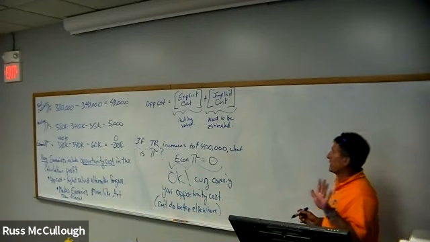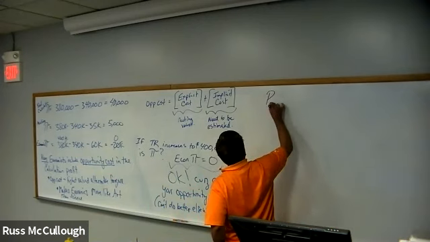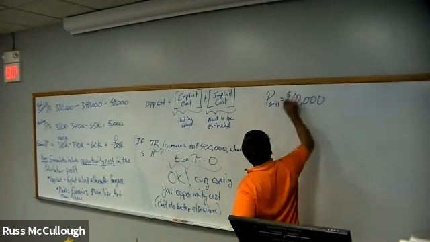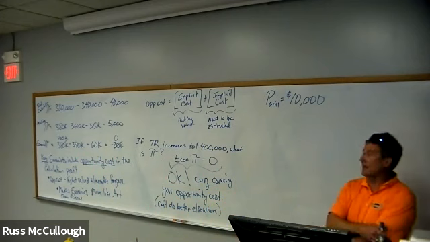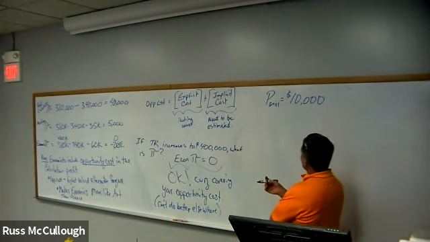Okay, a restaurant needs a new grill, $10,000. So the price of a new grill is $10,000. We need to get a new grill, and the leasing company has a deal for you.